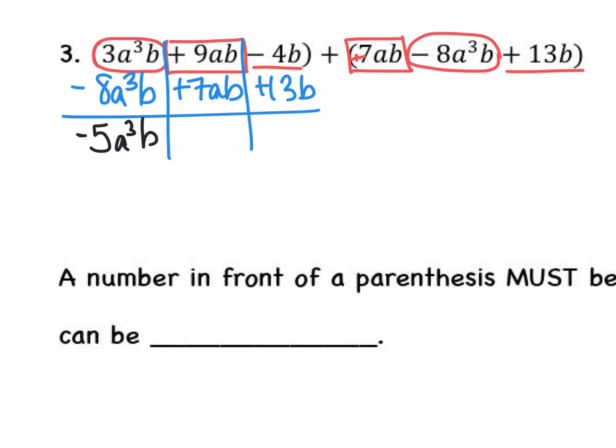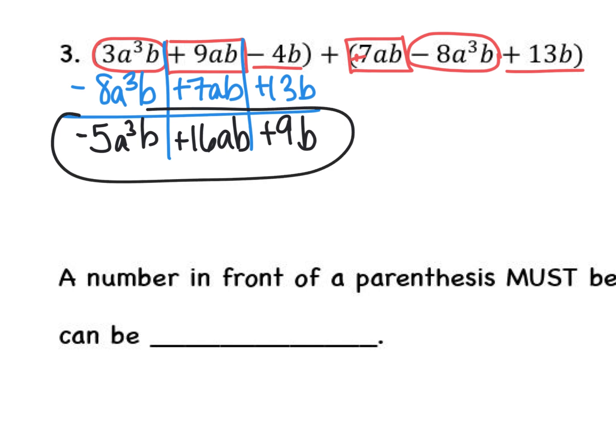And 9ab and 7ab. 9 plus 7 is 16, and it's a positive 16. So positive 16ab and a negative 4b and 13b. And if you don't like it in that order, you can just think 13 minus 4, right? 13 minus 4 is 9. And it's a positive because we have more positives. So if I had 13 bananas and I used 4 of them, I have 9 bananas left. And now, again, they're all different, so we're finished.